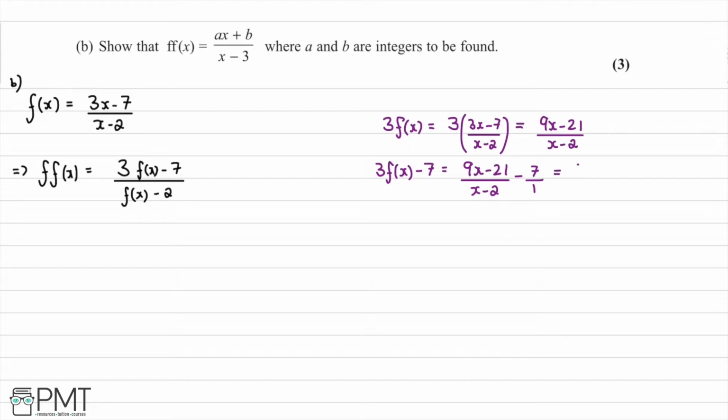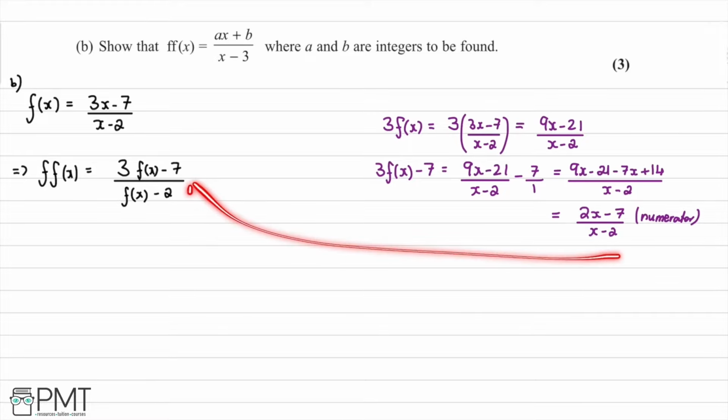So what we can do here, we will have 9x minus 21 minus 7x. Then we have our negative 2 times negative 7, which is going to be positive 14. And then we divide that by x minus 2 multiplied by 1, which is x minus 2. And then simplifying the top here, this is going to equal to 9 minus 7, which is 2x. Then we have negative 21 add 14, which is equal to minus 7, and we divide that by x minus 2. So that's the first part, that's the numerator of our fraction over here.